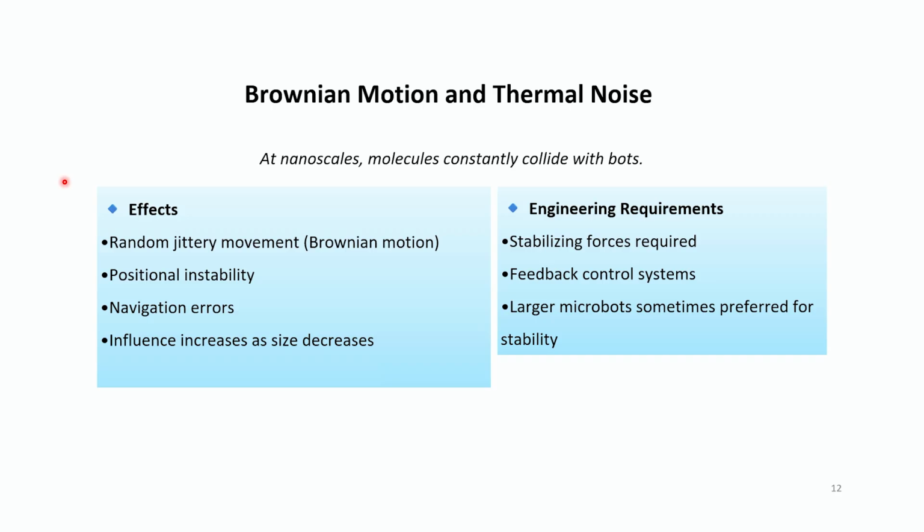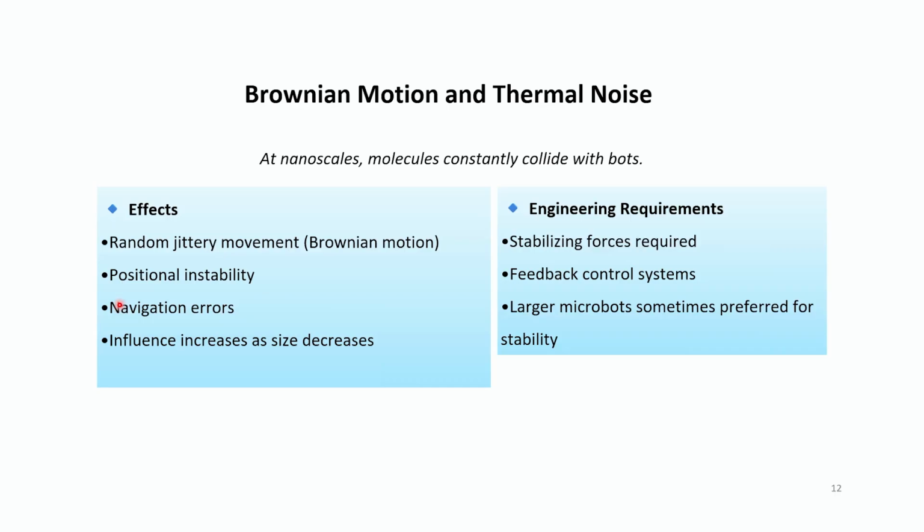But if your material is almost comparable to the size of molecules, only a few molecules bigger, it is going to collide with the molecules and it will make a difference. It will create random jittery movement, and then instability. Navigation errors: you want to go in some direction, but by colliding with the molecules, your direction is getting changed. And influence increases as size decreases.